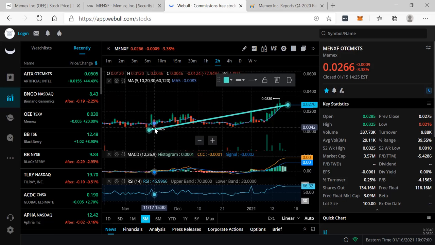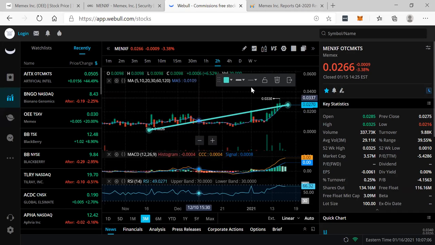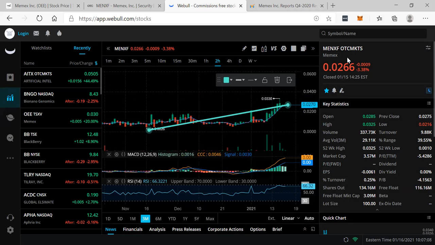Now, you can see that this has gone from 0.2 cents to 2 cents. This is already up 1,000% since November. It's a penny stock. It's just getting started. This is the American symbol, MENXF. So it's already up 10X, right? Well, let's look at the Canadian one.